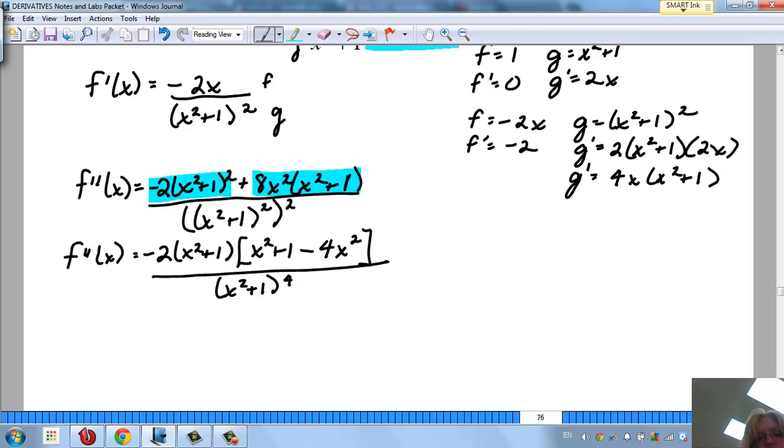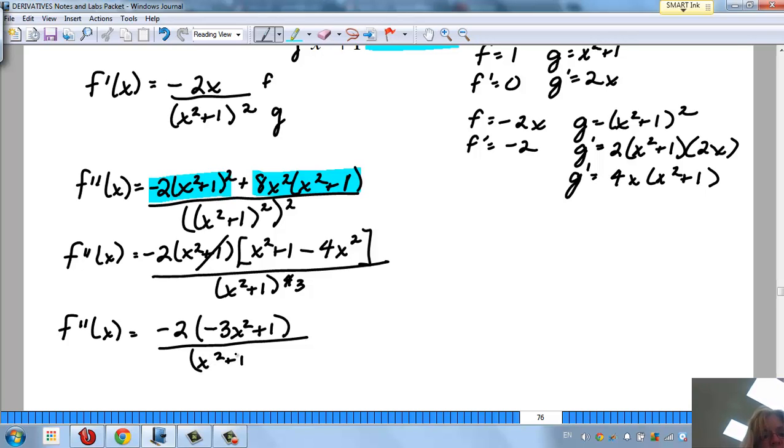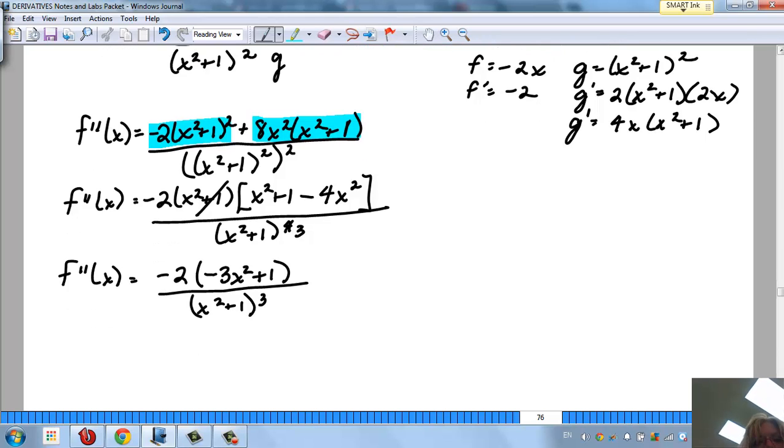Now I'm going to continue to simplify this. I got f double prime of x is going to be negative 2. And if you'll see this, this can cancel out and this goes to the third power. So I have negative 2 times a negative 3x squared plus 1 all over x squared plus 1 raised to the third power. So we have our second derivative here.